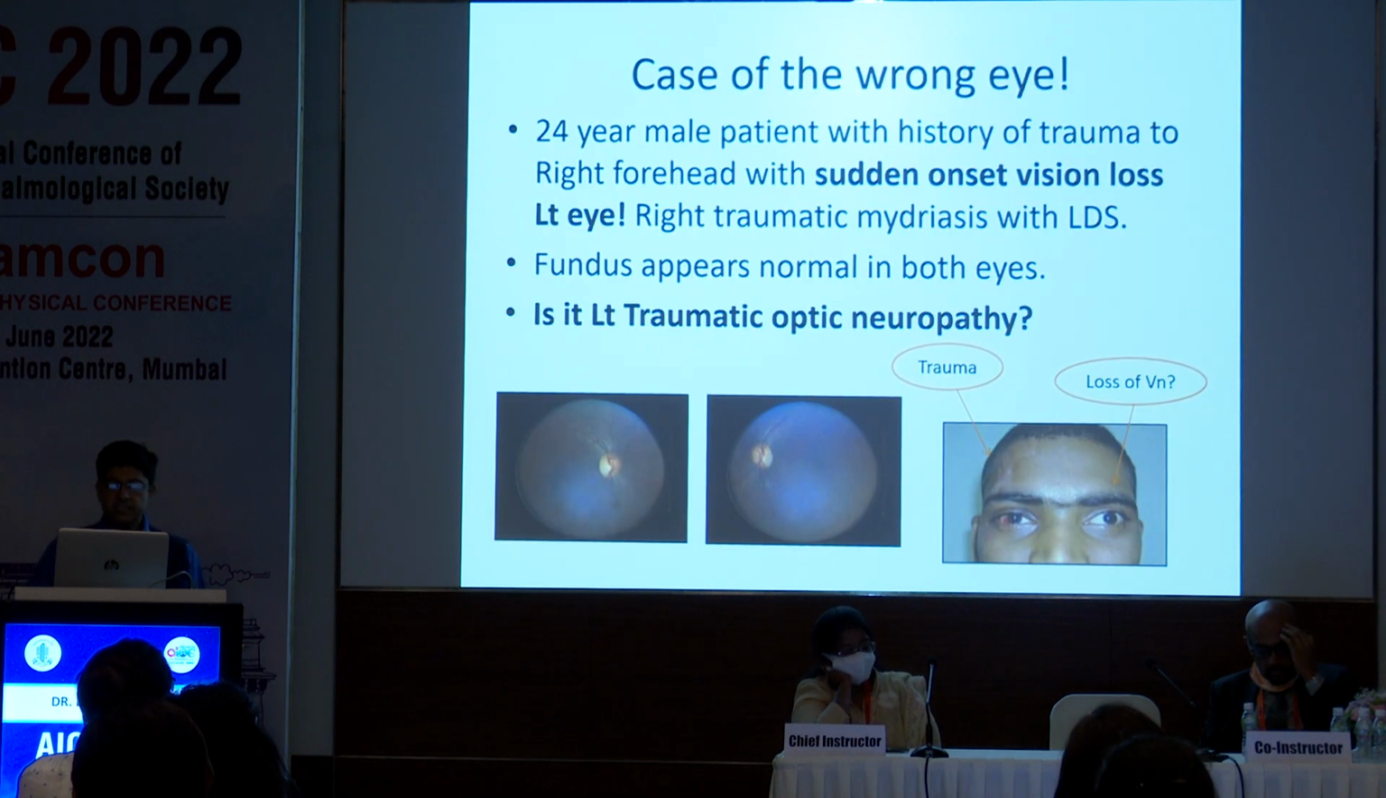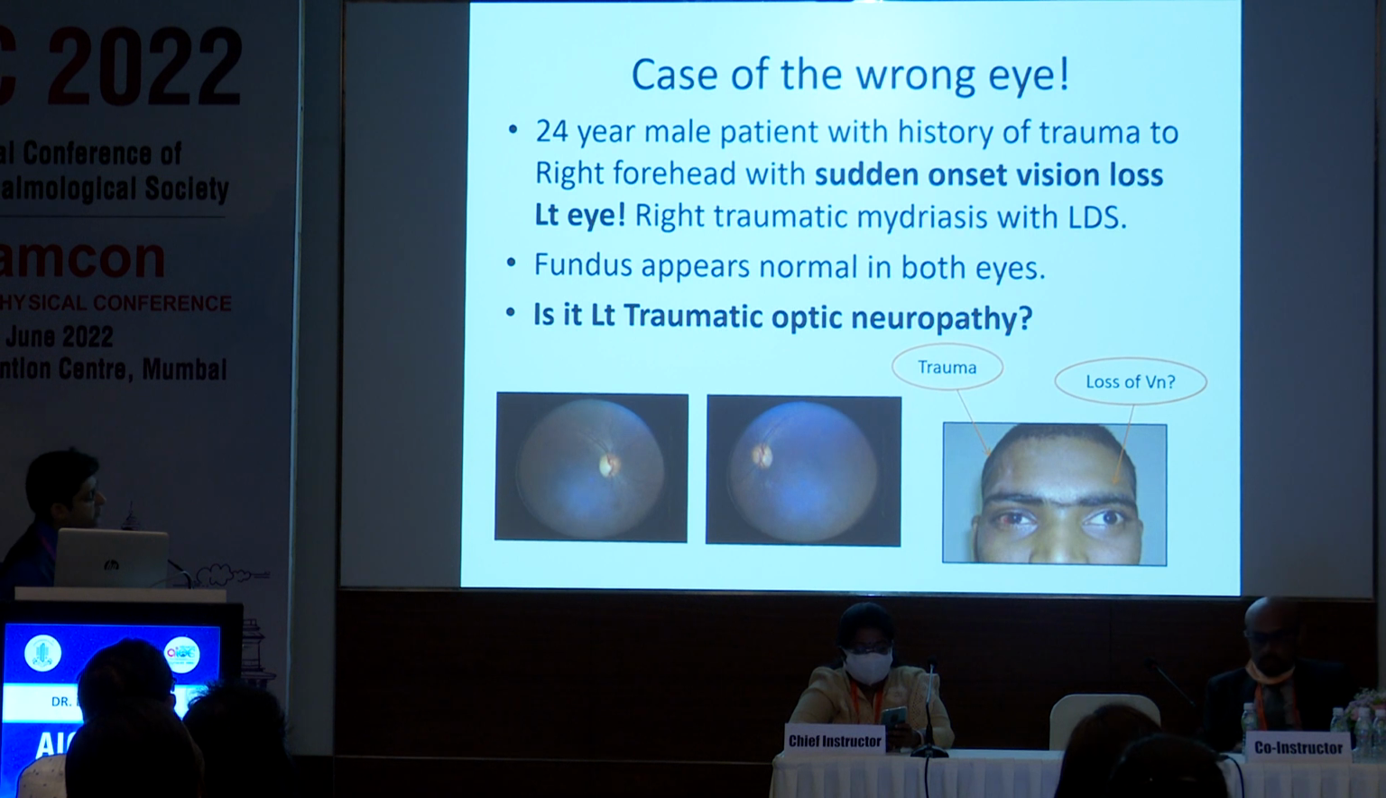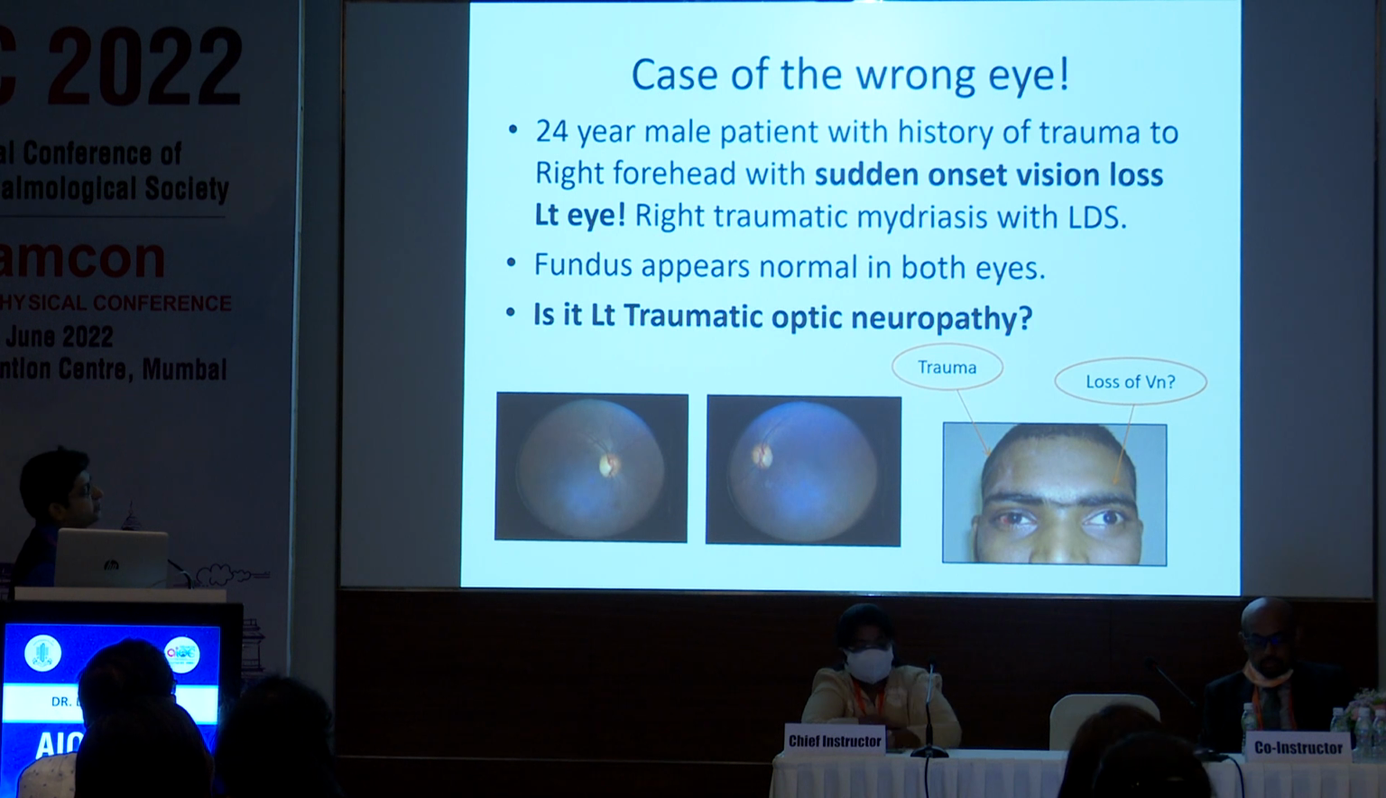So this was a case of a patient with the wrong eye. He came to us, a 24-year-old male, with a history of trauma on the right forehead, followed by a sudden loss of vision in the left eye. Now that was surprising. I even asked the resident, are you sure that's the correct eye? Anyway, of course, the pupil gave it away. We knew there was right traumatic mydriasis and a left divergent squint. So the injury was in the right forehead, but the vision loss was in the left eye.